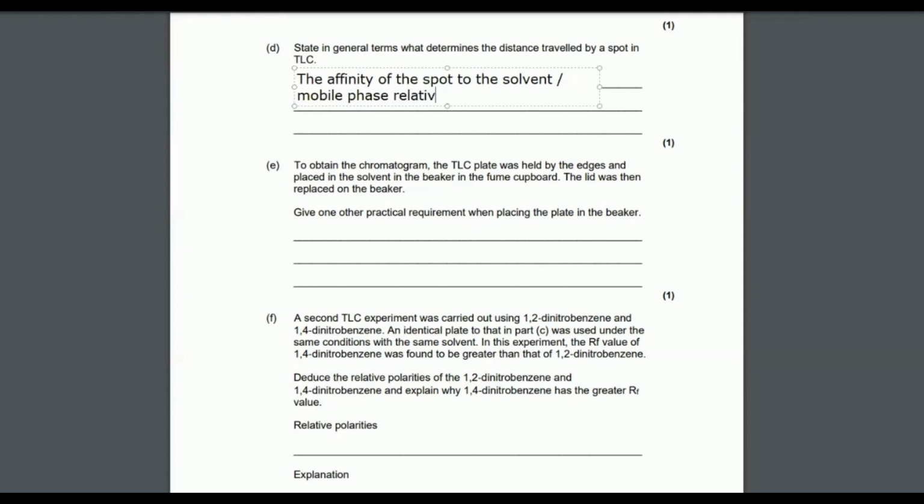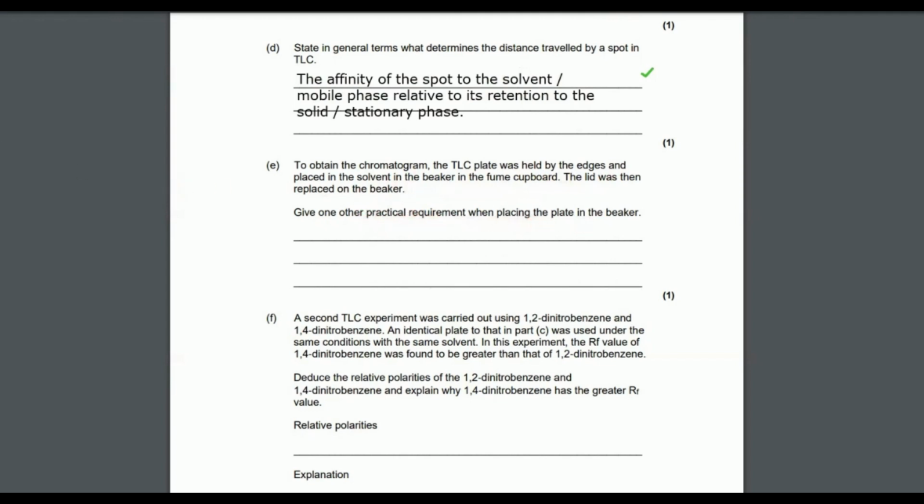So what happens when substances move? They spend some time in the mobile phase, which is the solvent, and some time they spend retained on the solid, which is the stationary phase. So it's the relative affinity of each chemical to the solvent or the mobile phase, compared to its retention on the stationary phase, that will tell you how far it moves. So if you have greater affinity for the mobile phase, you're going to move further up the paper, or the TLC plate in this case.